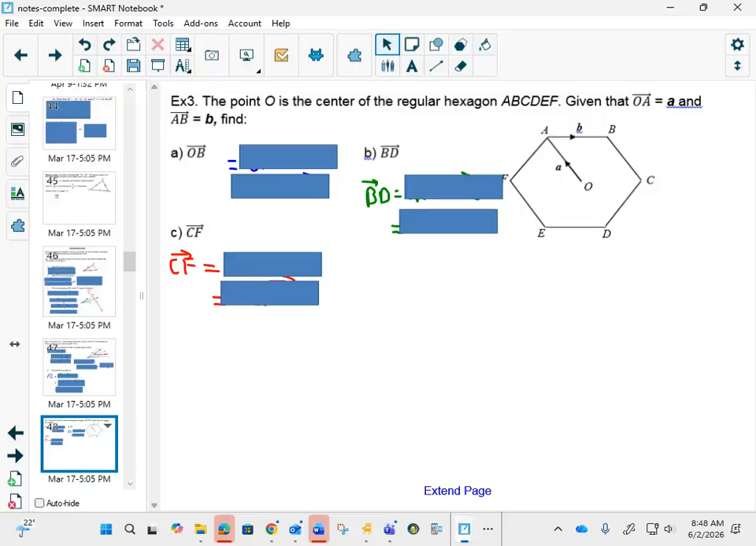O is the center of a regular hexagon, A, B, C, D, E, F. Probably should have named it hexagon. Given that OA is the vector A and AB is the vector B, how could you get from O to B, using only A's and B's? Well, it's right there. I could go A and then I could go B, so it's just going to be vector A plus vector B.